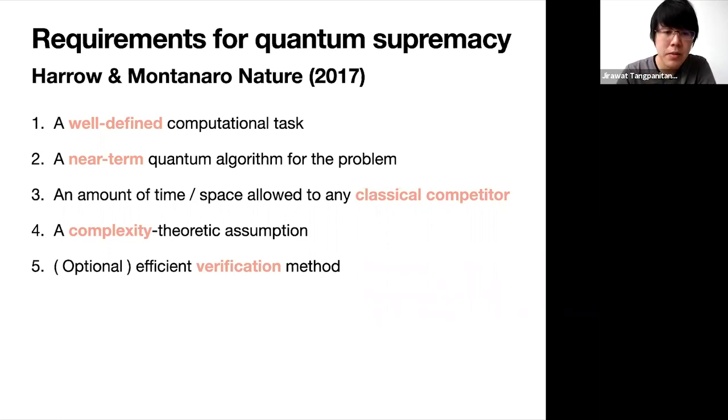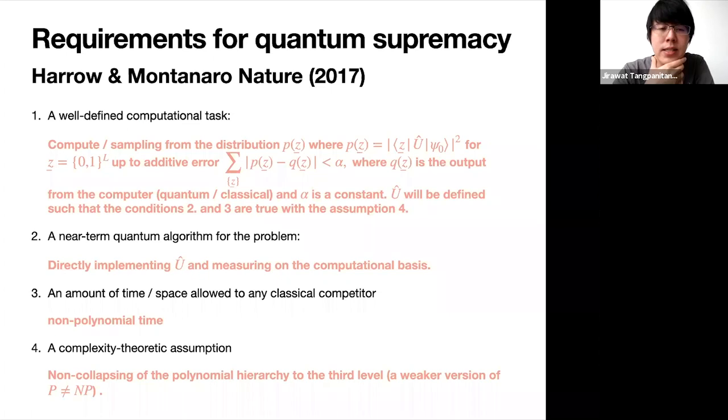Previous proposals for quantum supremacy tend to follow the same structure, which I summarize in this slide. The well-defined task is basically to compute, or sample from, the output distribution of quantum dynamics described by the unitary U. You can think of the system as a system of L qubits, for example.